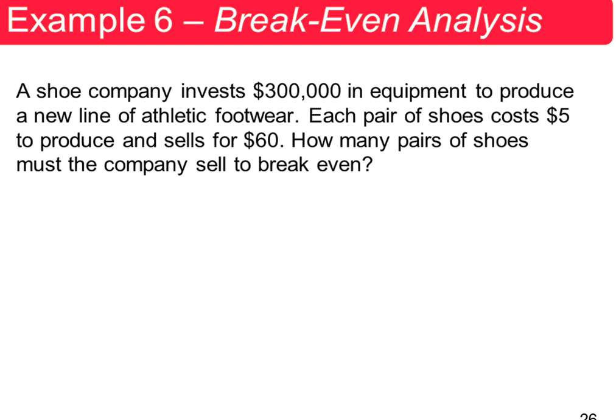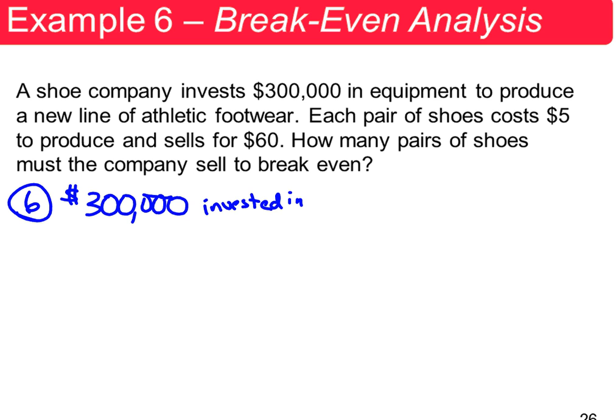So here's our problem that we're going to look at, and I'll just kind of write some of the information. So this company invests $300,000. That's their investment, invested in, we'll say supplies or something, in equipment to produce a new line of athletic wear. Each pair of shoes costs $5 to produce. So it costs $5 to produce one pair of shoes.